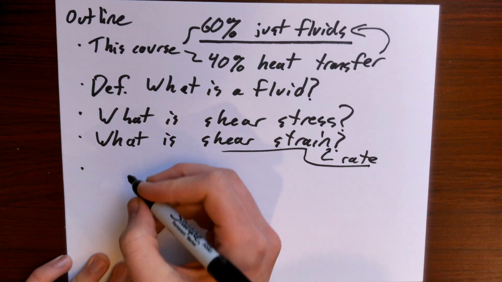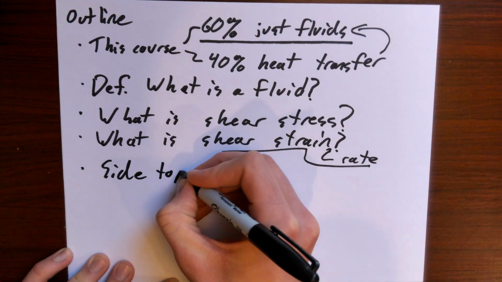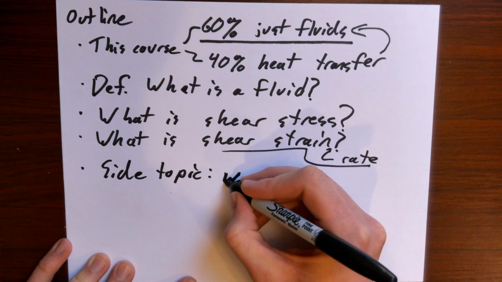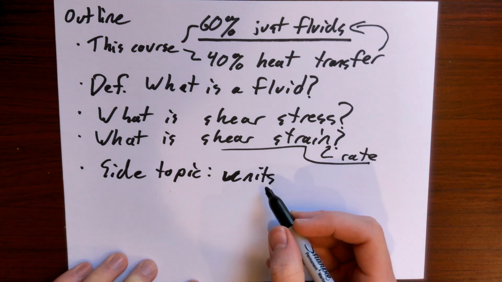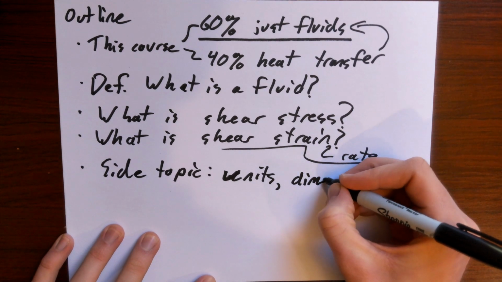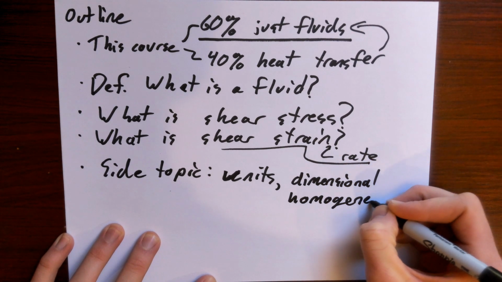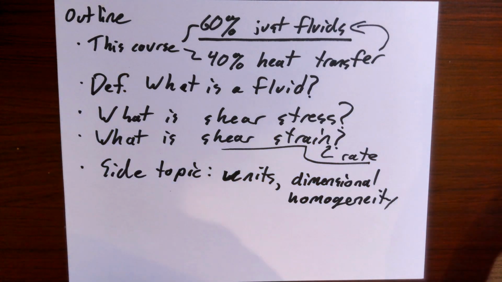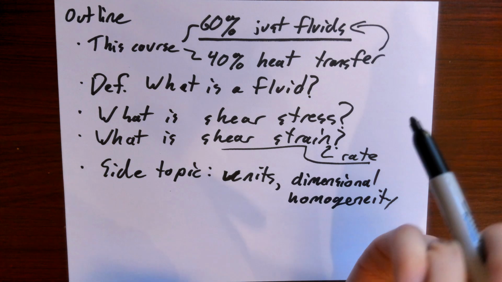Then we're going to take a quick detour, a little side topic, and we're going to talk about units, like meters and seconds and newtons and all that stuff, and dimensional homogeneity. Which is this idea that you can't add something that has, let's say, units of meters to something that has units of seconds and make sense, or you can't equate something that has units of meters to units of seconds and have it make sense.